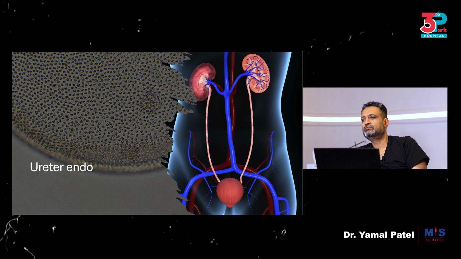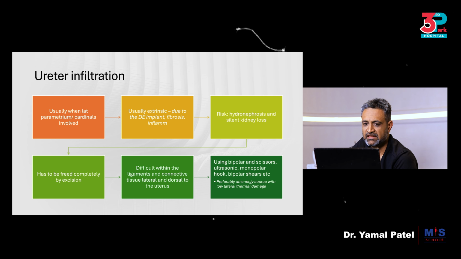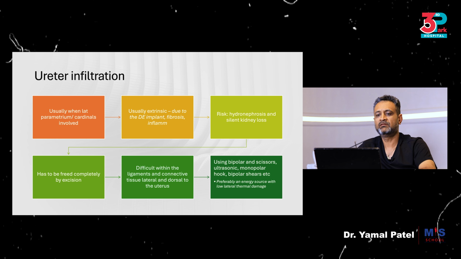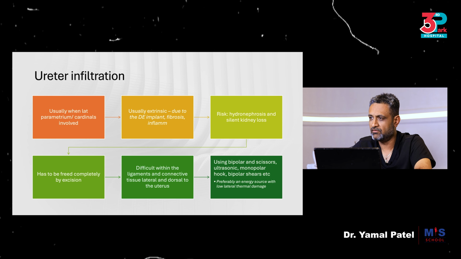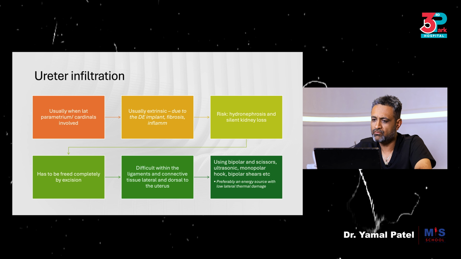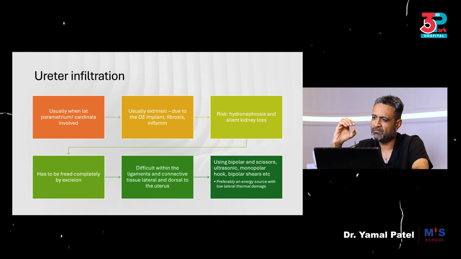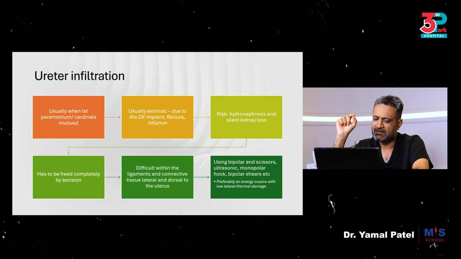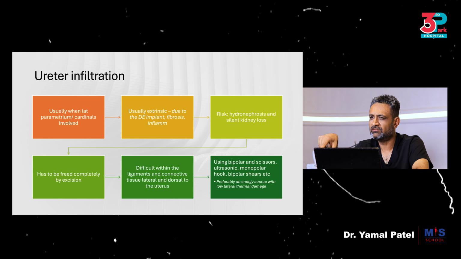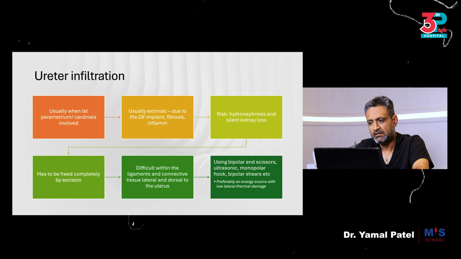We now move to ureteric endometriosis. We know that usually it is when the lateral parametrium and the cardinals are involved. That's when the ureter gets infiltrated. Most of the times it is extrinsic involvement, where the lesions are outside and they are compressing the ureter from outside. So it is due to the implant itself, due to fibrosis, and due to inflammation that can happen around this ureter. What is the risk?